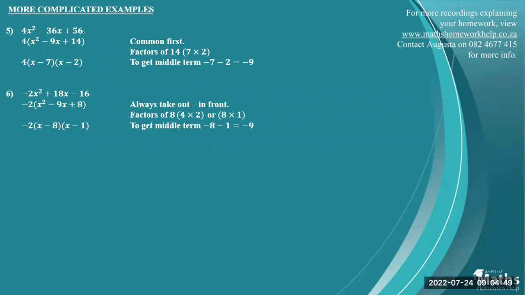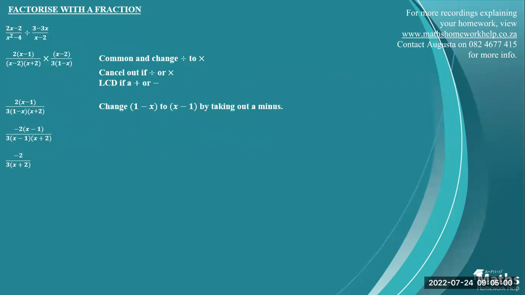This one you take out something common first, and then it's a trinomial. Here you divide with a negative, you take it out, and then it becomes a trinomial. With this one, it's a fraction. With a fraction, it's just like factorization on steroids. If it was a plus and a minus, you would have got the LP, but with multiplication, you just cancel out. I always love multiplication.